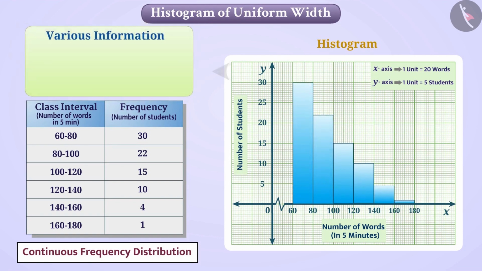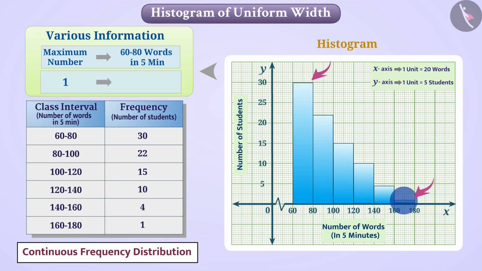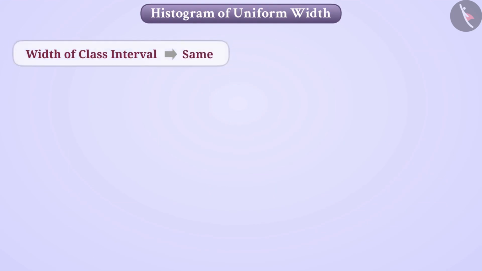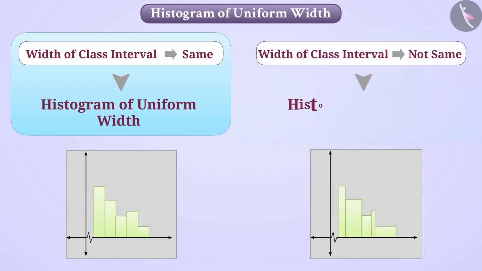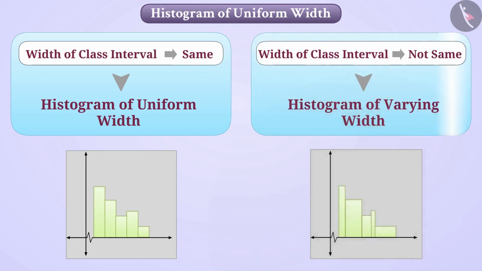Various information can be obtained by looking at this histogram. The maximum number of children type 60 to 80 words in 5 minutes. We can see that only one student types 160 to 180 words in 5 minutes. When the class intervals have the same width, we get a histogram of uniform width. If the width of the class intervals is not the same, then we get a histogram of varying width, which we will discuss in the next video.